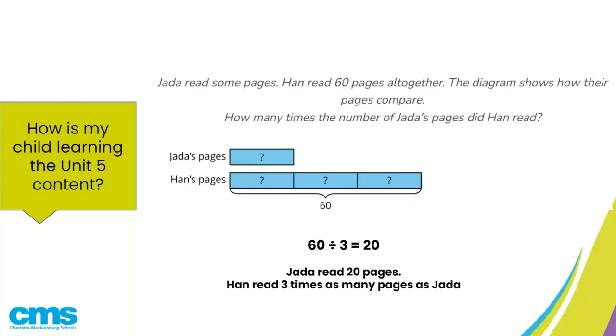find an unknown factor. Because they know that Han has a total of 60 and can see that his total is broken into 3 equal parts, they can generate the equation 60 divided by 3 to get 20, which would represent one of the equal parts and the amount of pages Jada read. They can conclude that Han read 3 times as many pages as Jada because 20 times 3 equals 60.